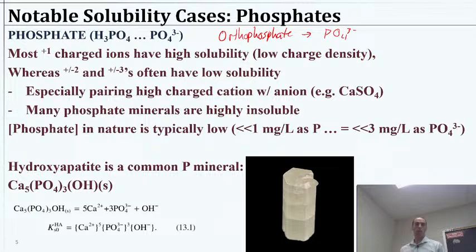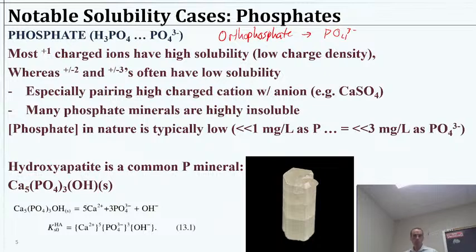So phosphate is going to be pretty good at that. When it binds with something, it's going to bind pretty strongly. And so most phosphate metal minerals are quite insoluble. We'll see several of them. Hydroxyapatite is one of the most common ones. We'll even talk about enamel containing some apatite on your teeth, things like that.